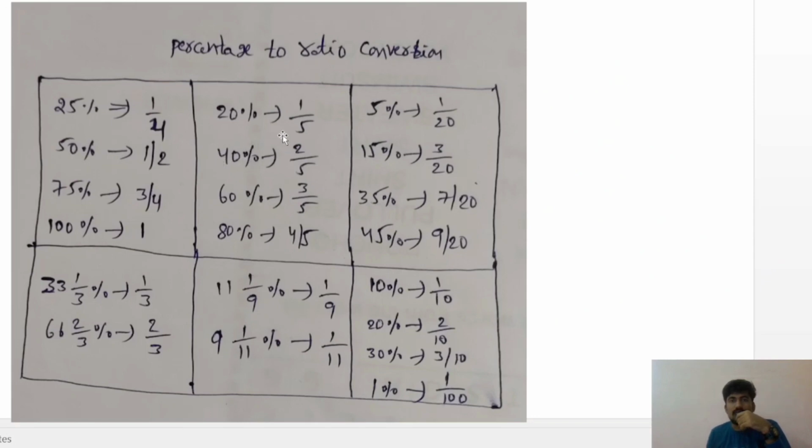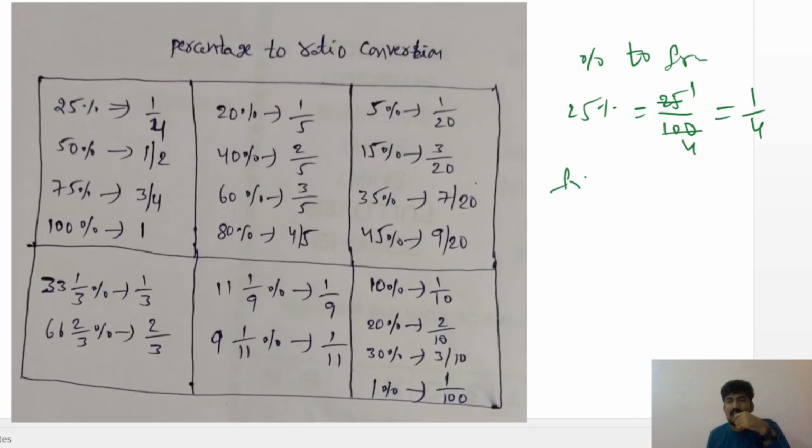You have to remember these conversions. 25% means 1 by 4. 50% means 1 by 2. To convert a percentage to a fraction, you have to divide the percentage by 100. So to convert 25% into a fraction, we divide it by 100. 25 ones, 25 fours. So 1 by 4 is the fraction of 25%.